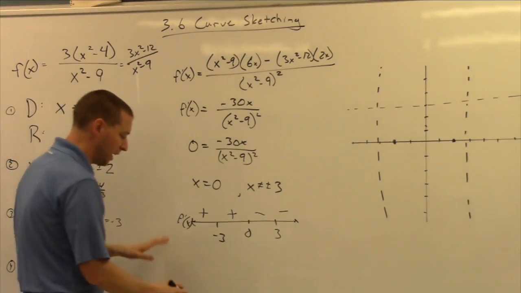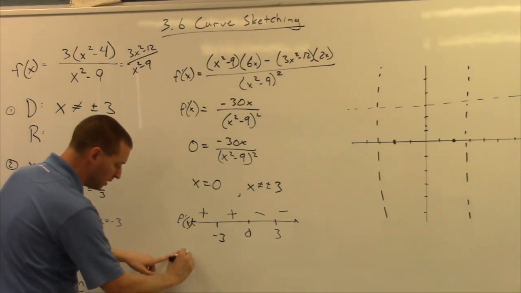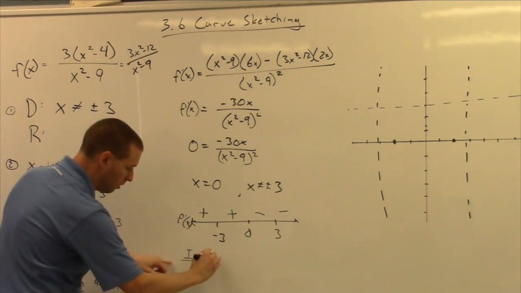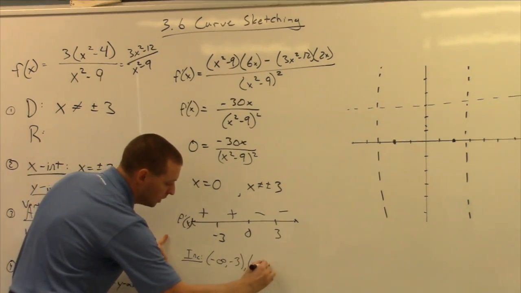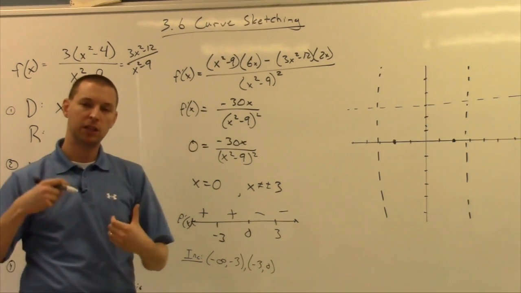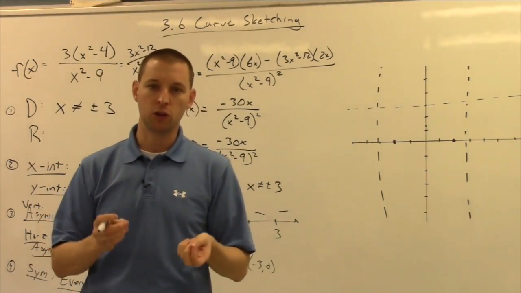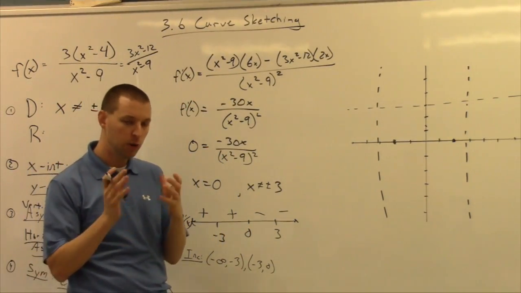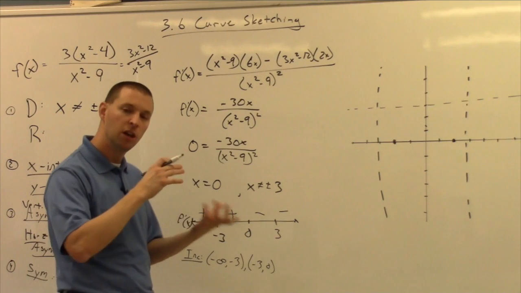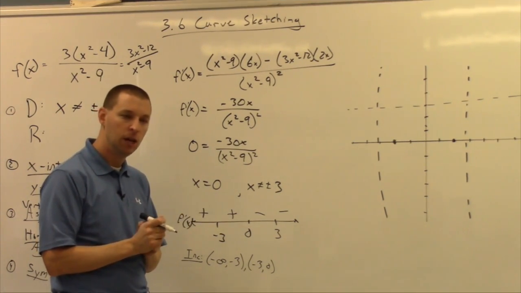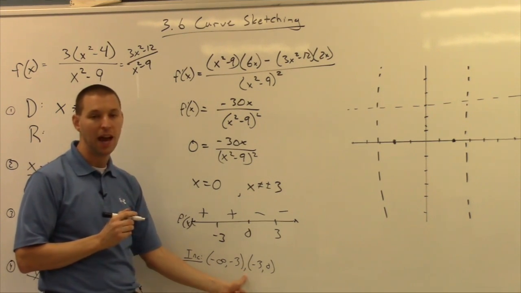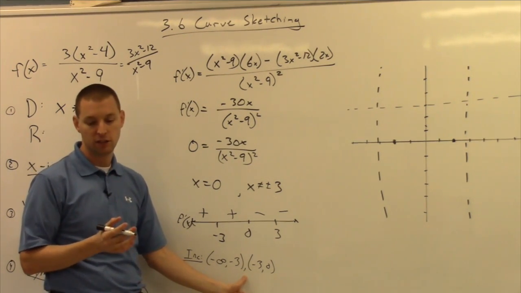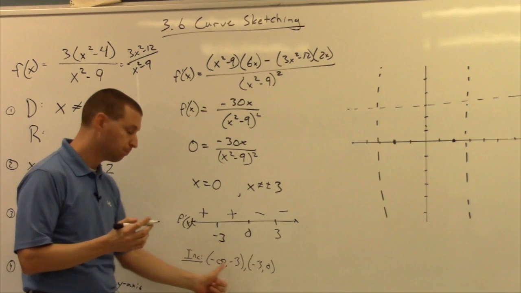So from this, what I can tell is that my function is increasing from negative infinity to negative 3, and from negative 3 to 0. Now, if you remember that problem that we did in class the other day, we didn't break it up into 2 parts when we had that different critical value. I am, however, going to break it into 2 parts here because remember, at negative 3, I have an asymptote. So I have to consider that when I'm going through the problem.